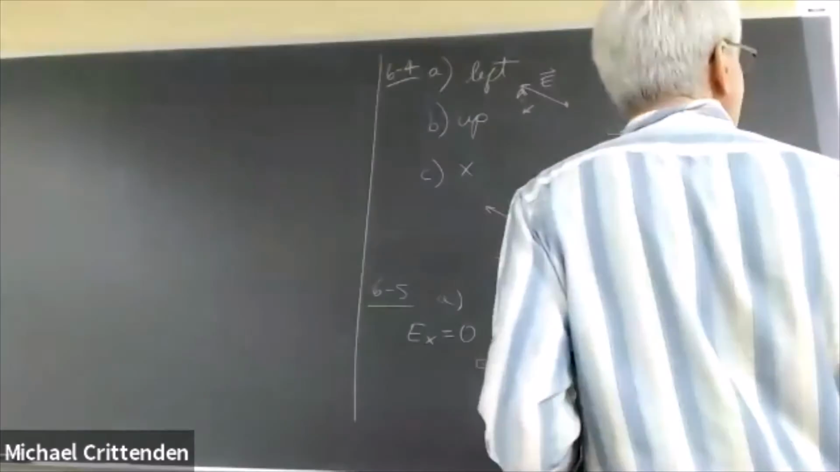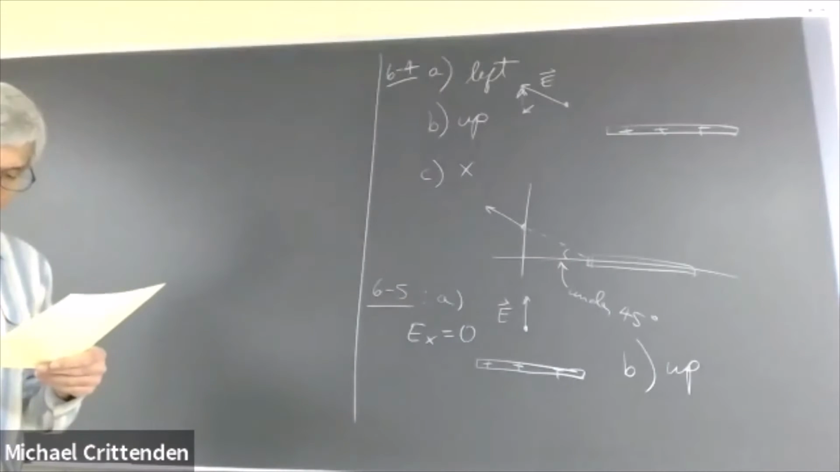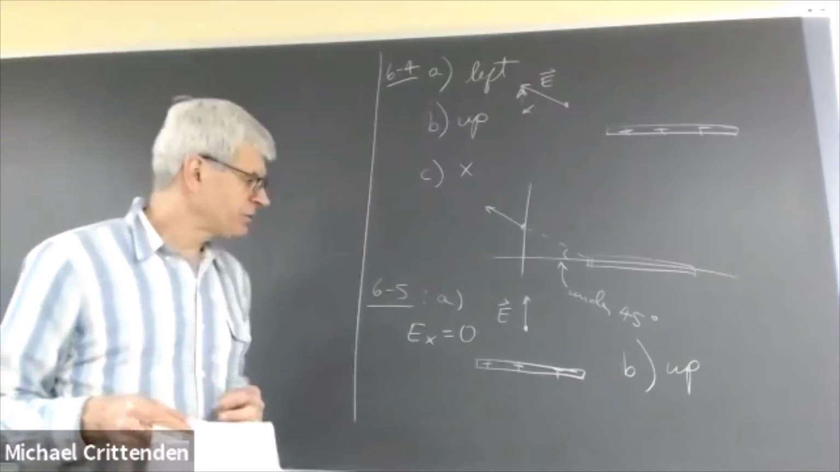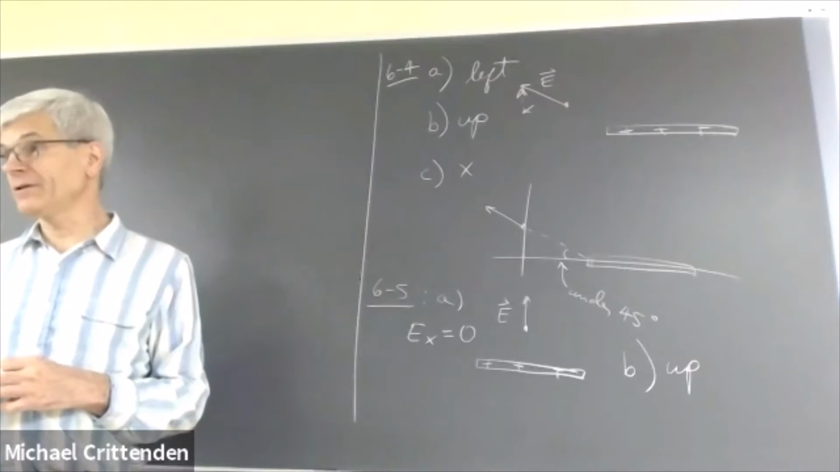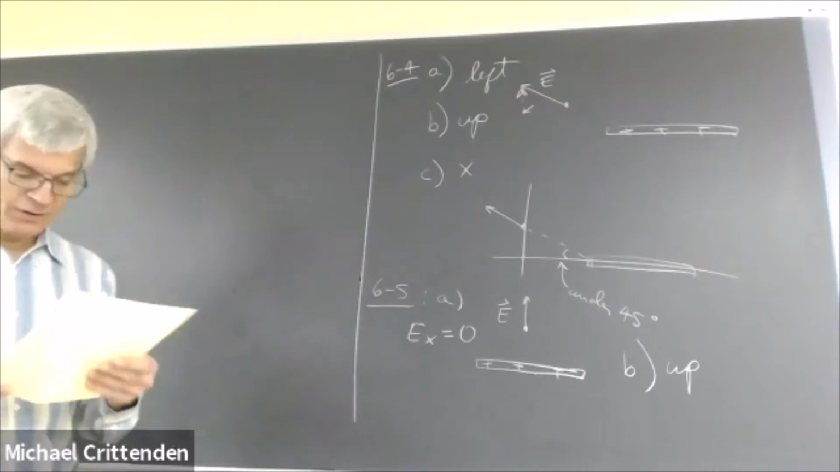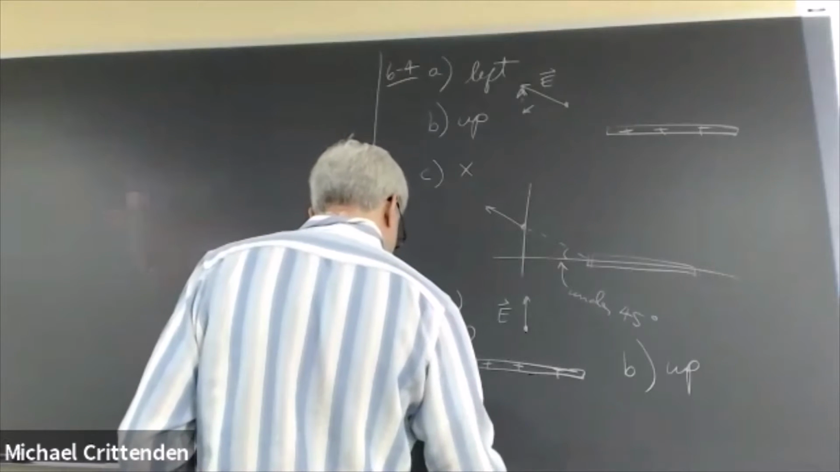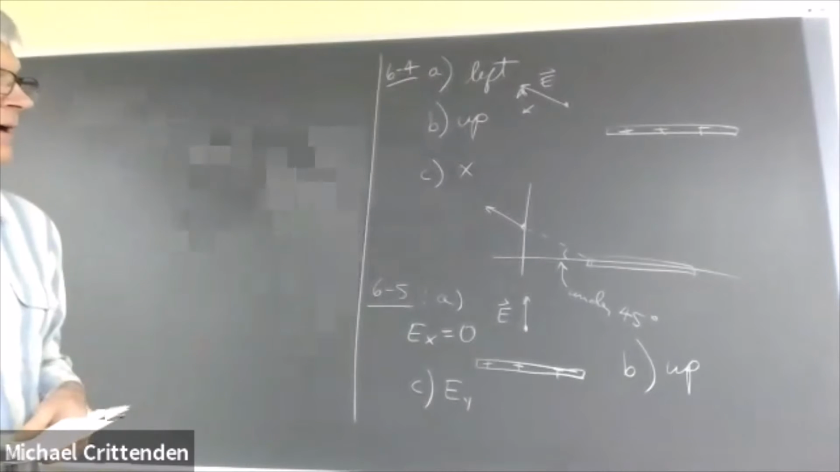And part B, the y component obviously points up because I've already drawn a picture of it. And which component is larger? Well, that's kind of a trivial question in this case. If the x component is 0 and the y component is not, that makes the y component bigger. And that takes care of number 5.